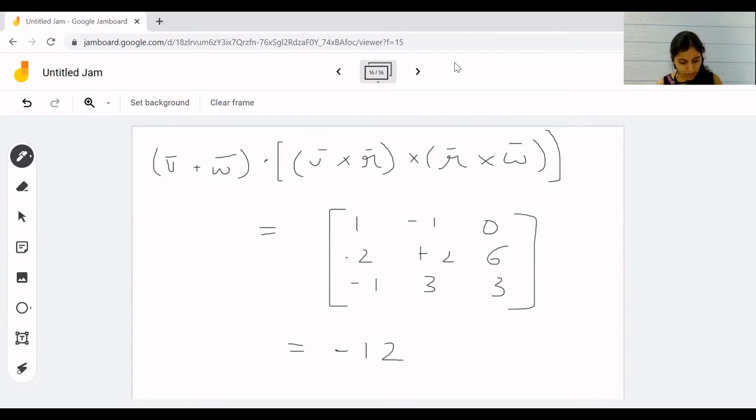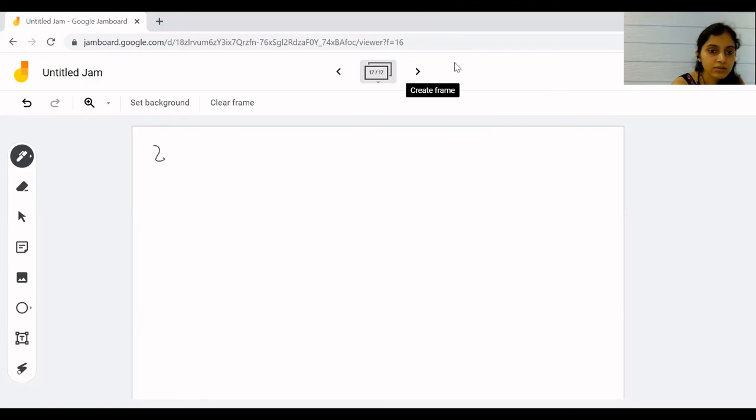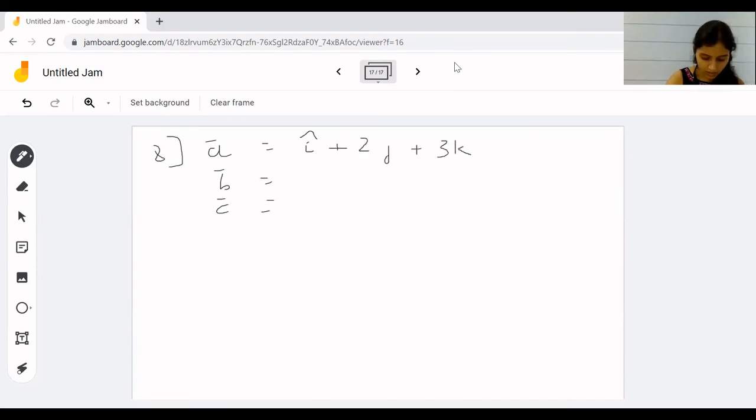I'm doing question 8. If a bar, b bar, and c bar, then verify that a bar cross b bar cross c bar is equal to a bar dot c bar into b minus a bar dot b bar into c. Okay, it's basically verification. So what we have to do here is take down the three vectors, a bar, b bar, and c bar. So we have i plus 2j plus 3k, 3i plus 2j, and 2i plus j plus 3k.